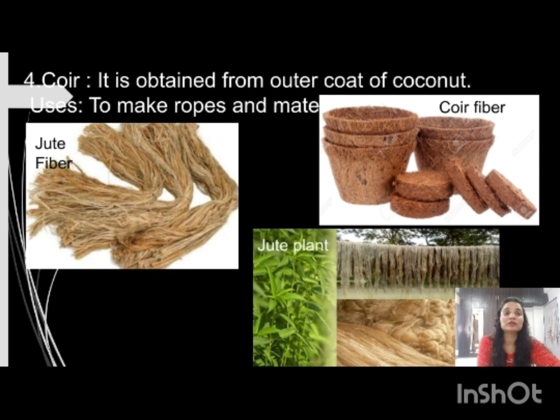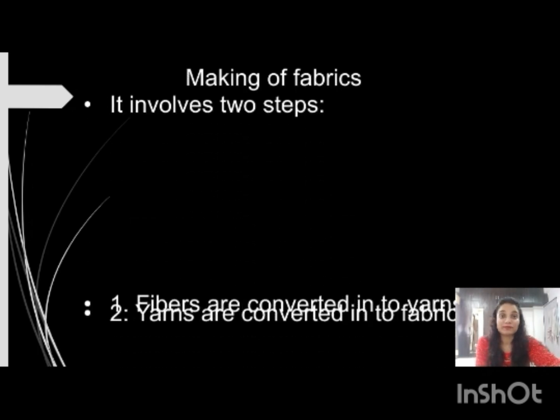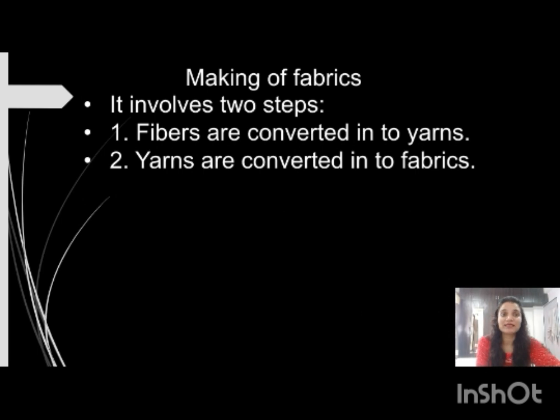This is the third one, coir fiber. As you can see, it is specially used to make pots to grow plants because it also contains nutrients. Now making of fabrics involves two steps. The first is fibers are converted into yarns, and second is yarns are converted into fabrics.